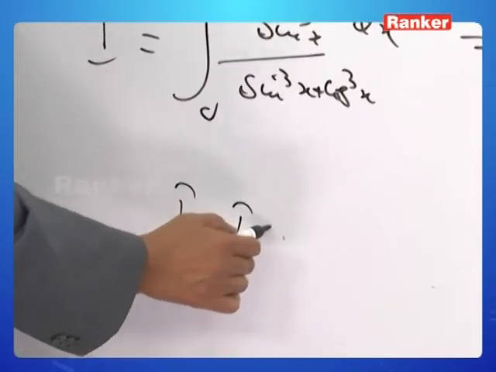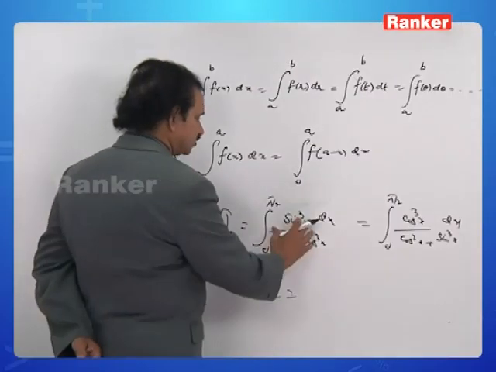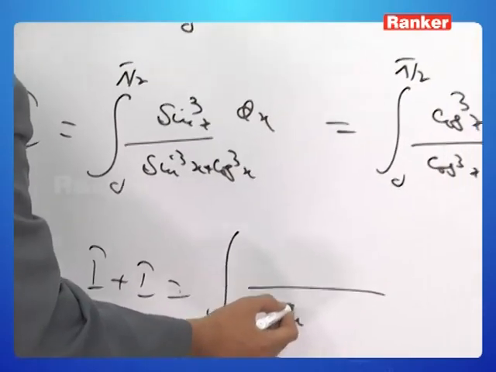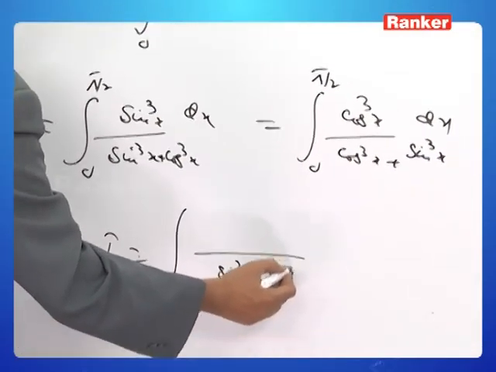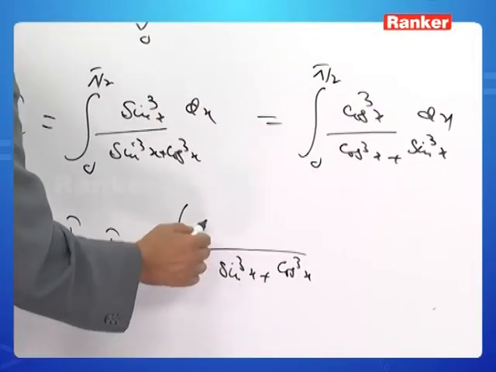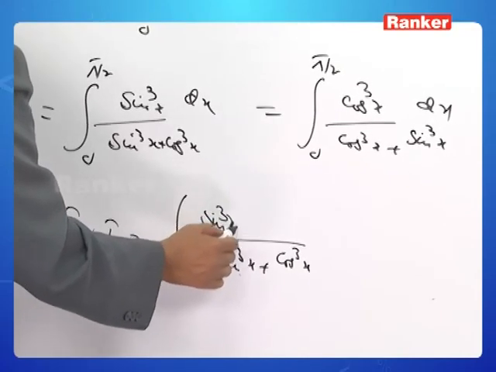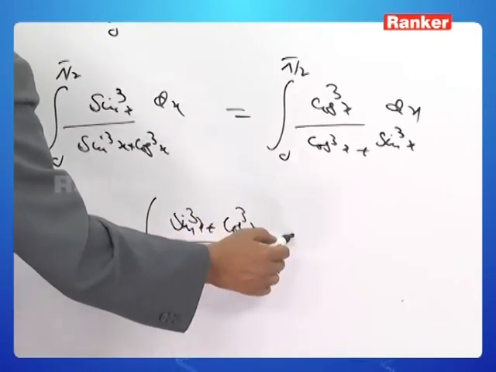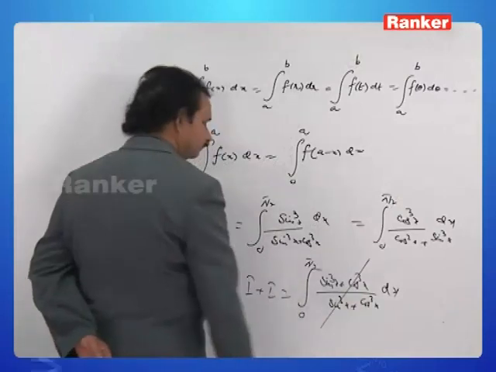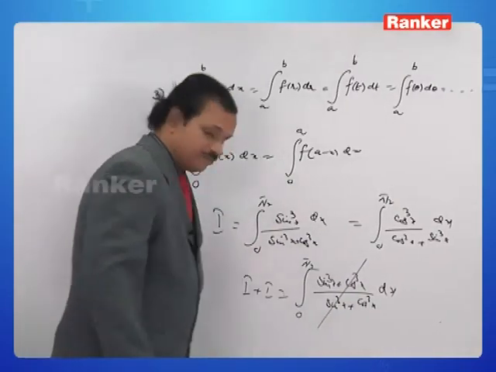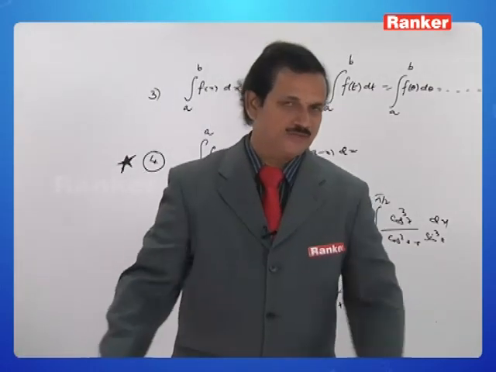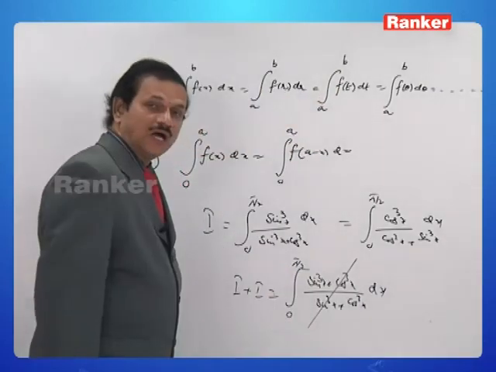What is I plus I? You just add I plus I. What is going to happen? These two have the same denominator. What is the denominator? Sin cube x plus cos cube x. And the numerator is sin cube x plus cos cube x, the same quantity as in the denominator. So it is 1. Integral of 1 is x.